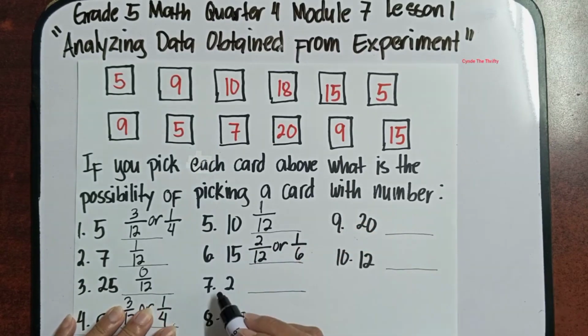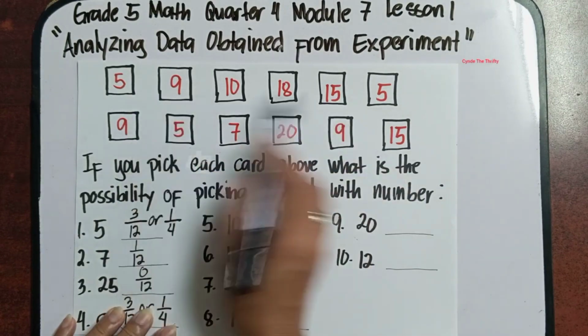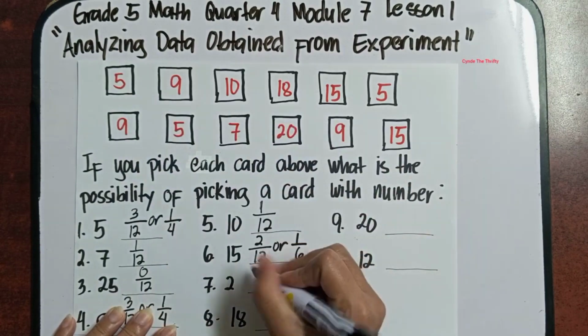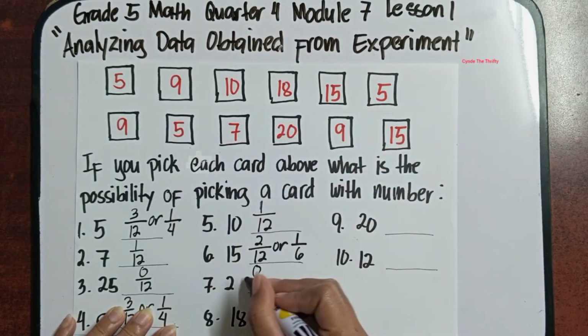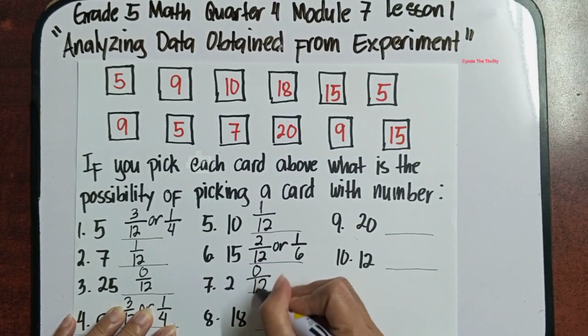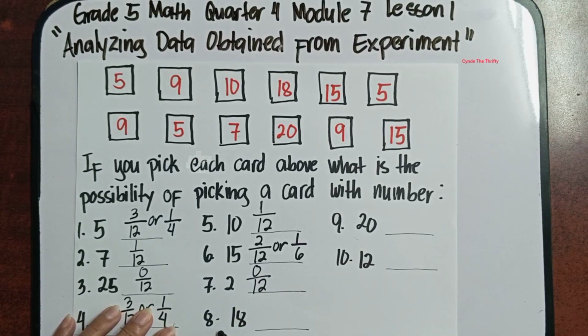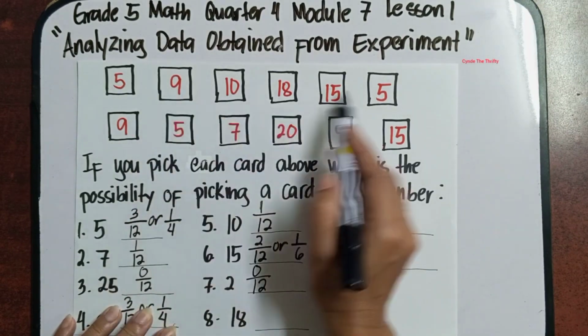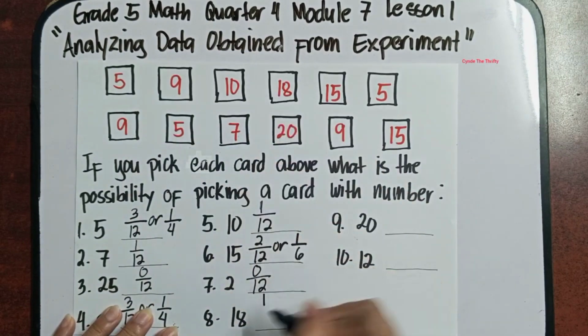And then number 7, 2. Ilan yung 2 natin dito? Meron ba tayong 2 sa ating given? Wala. So, ibig sabihin, 0 ang favorable outcomes dahil wala tayong 2 over the total possible outcomes na 12. So, ang sagot natin is 0 of 12. Sa number 8 naman, 18. So, ilan yung 18 natin dito sa ating cards? Isa. So, isa yung favorable outcomes over the total possible outcomes na 12. So, that is 1 of 12.